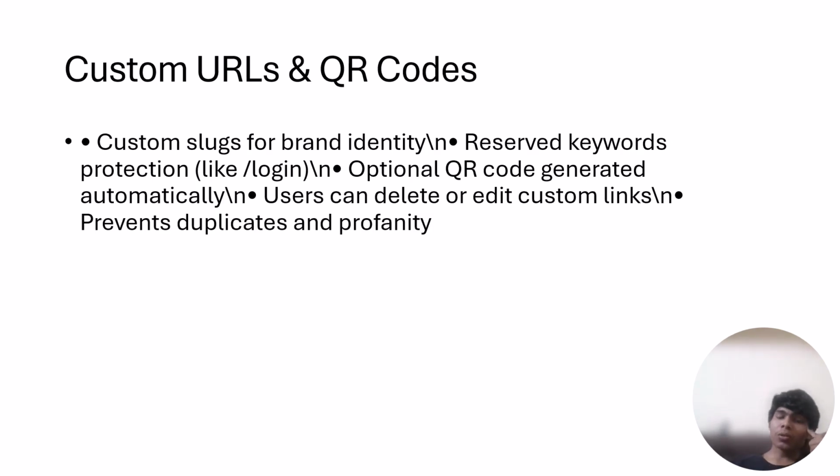Custom URLs and QR codes. What does custom URL mean? Custom slugs for brand identity, reserved keyword protection, like login, etc. Optional QR codes are generated automatically. Users can delete or edit custom links, and duplicates and profanity are prevented. These are some custom URL and QR code examples for our project.